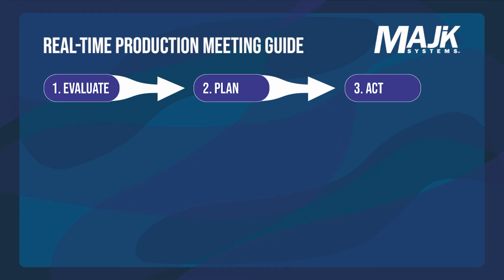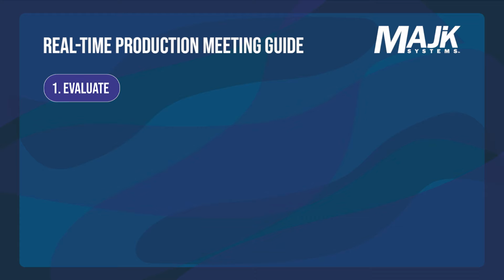Let's dive deeper into how your team can use MAJiK Visual Factory to make your production meetings more effective. The template will guide you through evaluating your operations using 3 main classifications. The first step is to evaluate individual equipment's performance. The second step is to evaluate how well you are producing against production targets and jobs. And then finally, you will evaluate how each shift is performing.